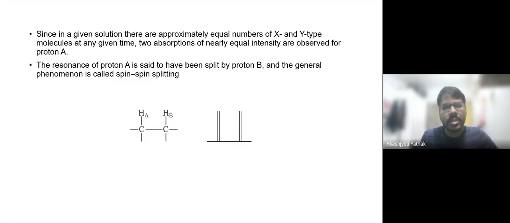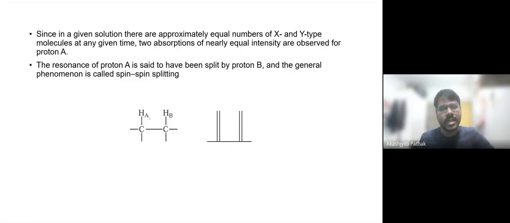Since in a given solution there are approximately equal numbers of X and Y type molecules, where X type molecules are those in which the HB proton was in the plus half state, and Y type molecules are those in which the HB proton was in the minus half state, two absorptions of nearly equal intensity are observed for proton A. So the resonance of proton A is said to have been split by proton B, and the general phenomenon is called spin splitting.